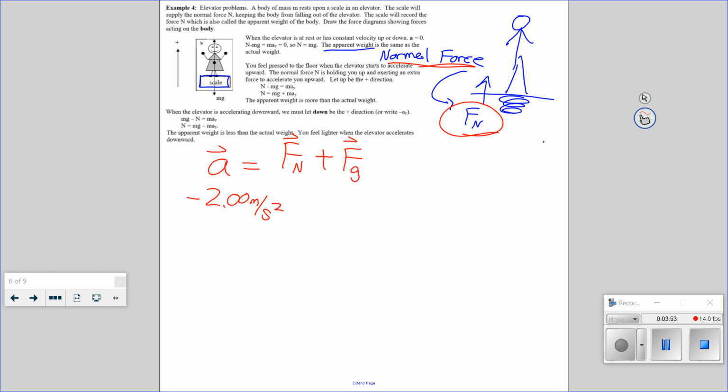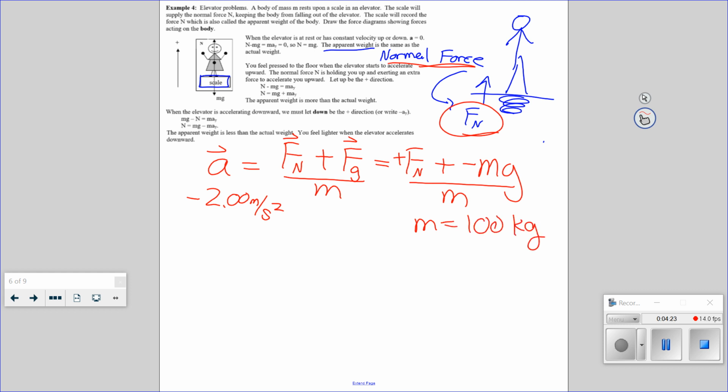We might say the normal force is, I don't really know what it is, so let's do plus F sub n. And then my force of gravity is always downward, mg. And I have to divide by the mass of the person. For the sake of our example, let's say the mass is Whitcomb's mass, a nice 100 kilograms. Close enough.